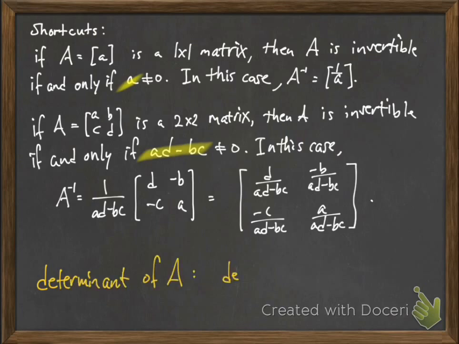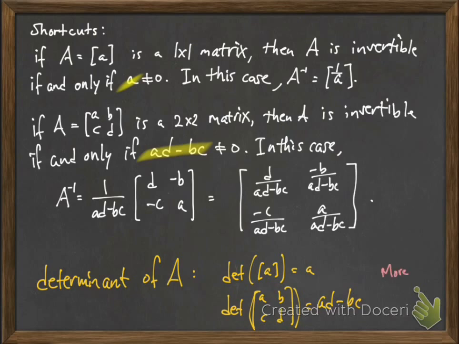If you notice, there's this term highlighted in yellow. For a 1 by 1 matrix, it's A. For a 2 by 2 matrix, it's AD minus BC. And this is called the determinant of the matrix. And we'll talk more about that in Chapter 3.